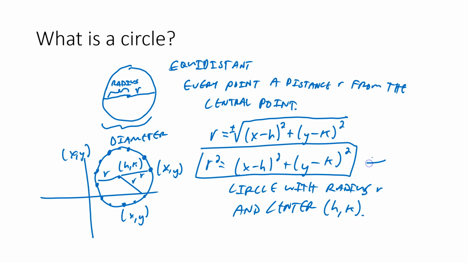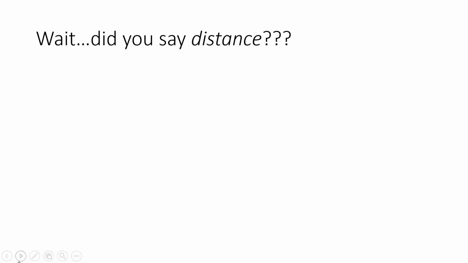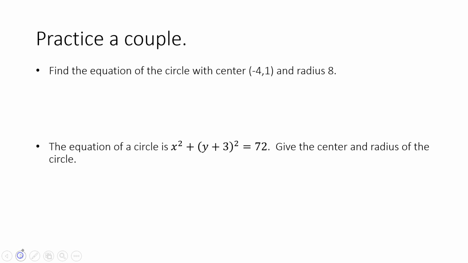Okay. So let's try a simple example with that. If you write one thing down today, it should be the equation of a circle. r squared equals x minus h squared plus y minus k squared. So let's try this. We already did this part. We got the distance formula. So let's practice a couple.